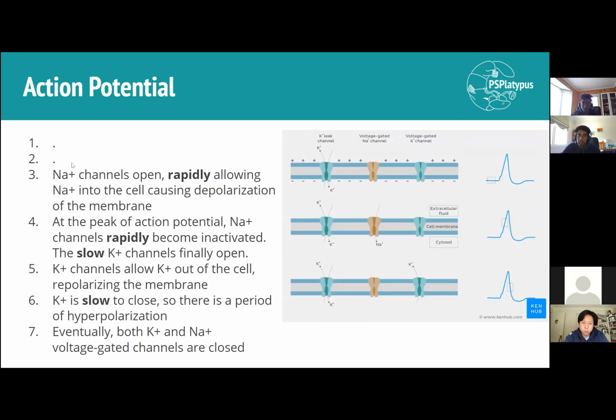Okay, so now we've done the depolarizing stimulus. Sodium channels open first. Sodium channels open, rapidly allowing sodium into the cell. Inside the cell is meant to be more negative, but since we're bringing positive in, we're going to depolarize the membrane because it's going to become less negative. And we're going to see this curve spike up.